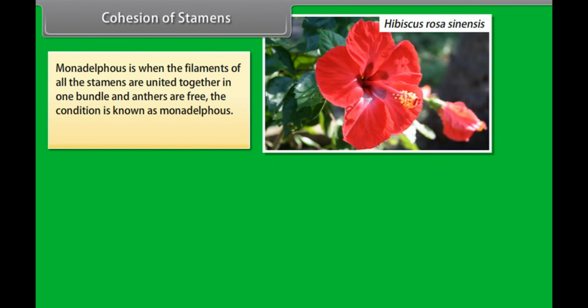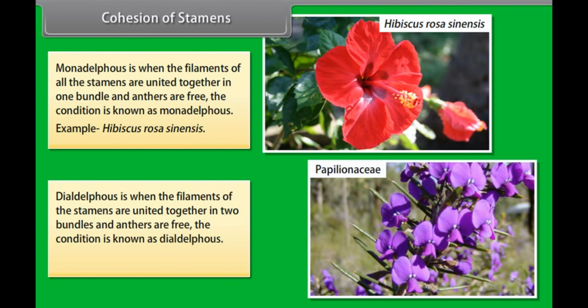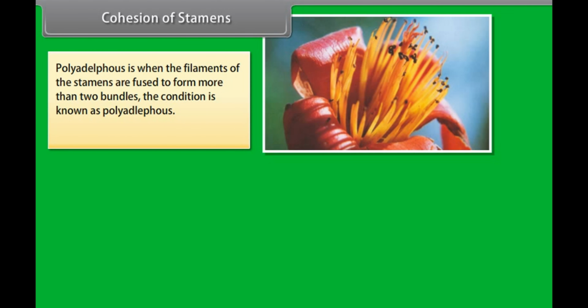Monadelphous is when the filaments of stamens are united together in one bundle and anthers are free. Example, Hibiscus rosa-sinensis. Diadelphous is when the filaments of the stamens are united together in two bundles and anthers are free. Example, Papilionaceae. Polyadelphous is when the filaments of the stamens are fused to form more than two bundles. Example, citrus.